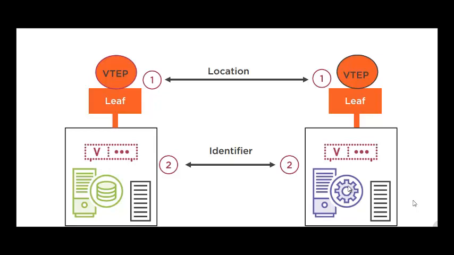So this is what I was talking about. Location of the device is decoupled. Means what? Your original identifier, the original source and destination, is not utilized while forwarding the traffic within the fabric. Within the fabric, it is only the leaf to leaf VTEP address that is important for the packet forwarding between the leaf to leaf.